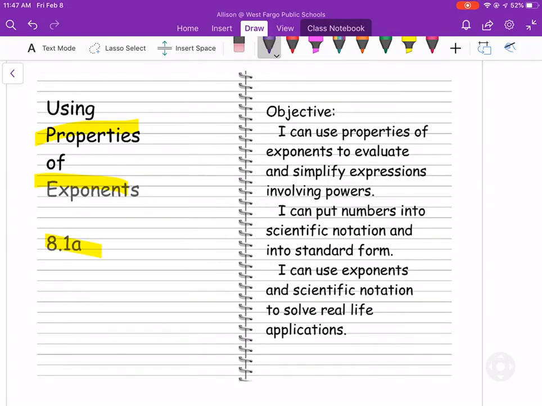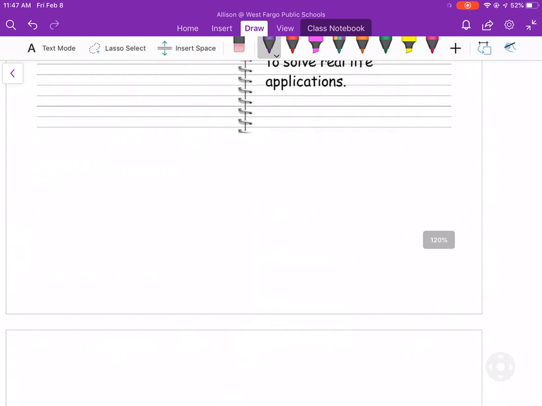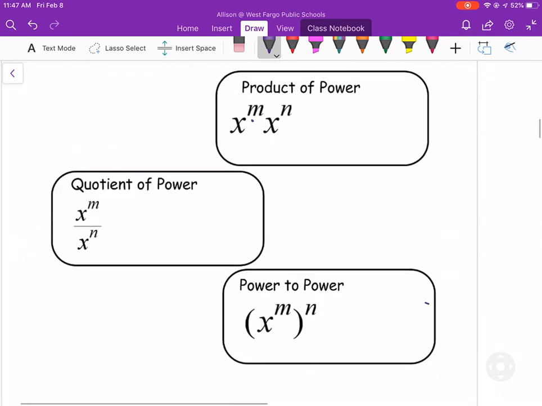All right, in this video, we're going to talk about the properties of exponents and practice simplifying expressions involving those exponents and using those rules. This goes along with 8.1a notes. So first we need to review what those exponent rules are.